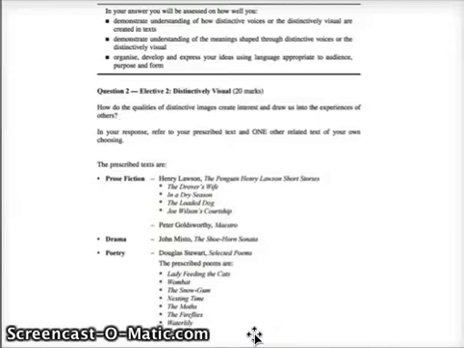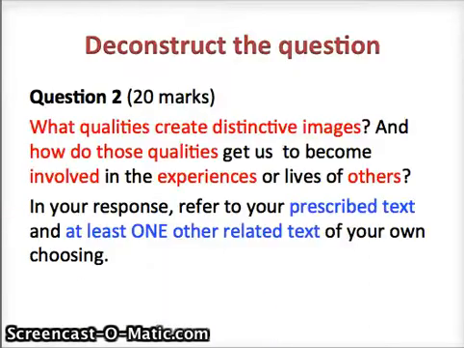So by the time we get to this practice question, you should have all the information that you need to flesh those out in an essay question. So let's have a closer look at the question. What qualities create distinctive images, and how do those qualities get us to become involved in the experiences or lives of others? Well, it's asking us here about imagery, the forms and features of language that affect interpretation and shape meaning.